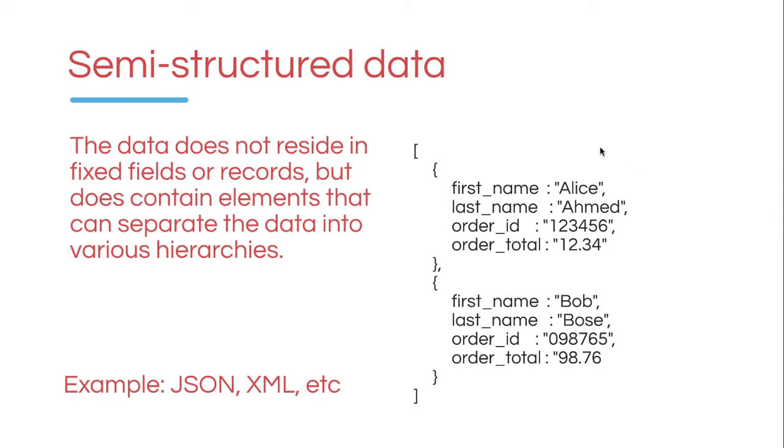In this example, you can again see the same customer record like Alice and Bob's record, but in a different format. As you can see in here, it is not following any tabular structure, but of course it has some different attributes like first name, then it has last name, the order ID, order total. Just the representation is a little bit different. So that is semi-structured data.